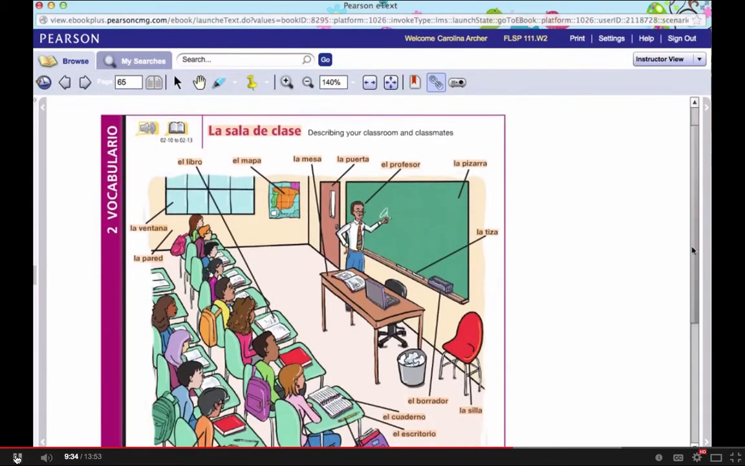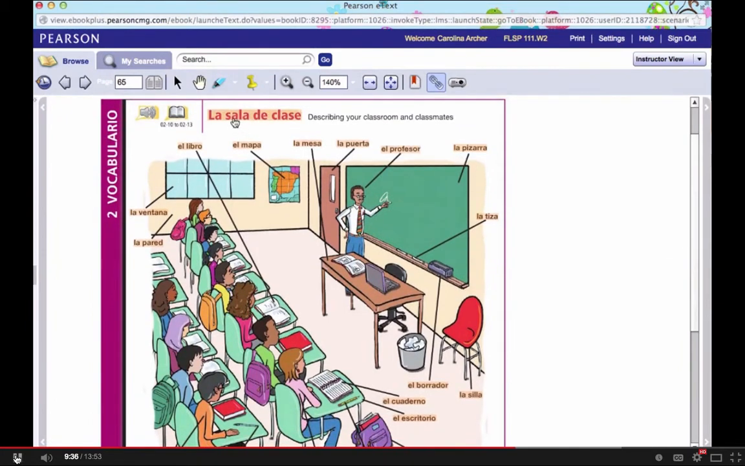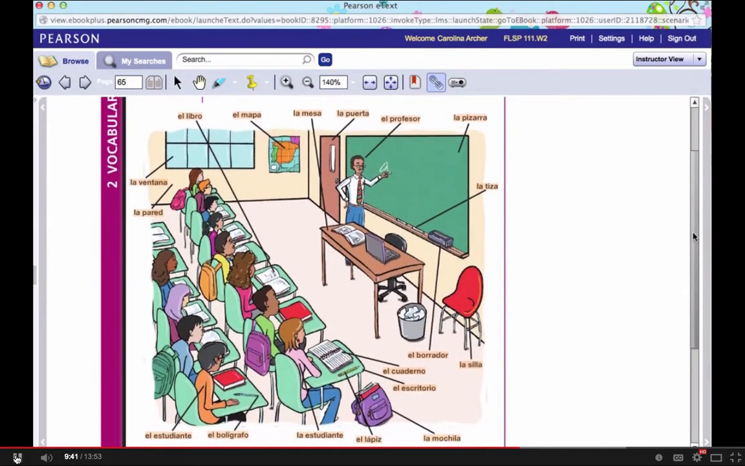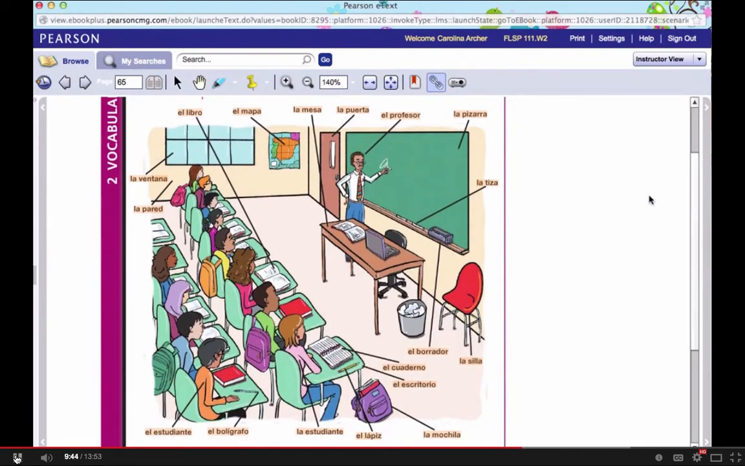Okay, so more vocabulary for today. La sala de clase, the classroom. This is vocabulary to describe your classroom and also the classmates. ¿Sí? Entonces tenemos el profesor, and if it's a woman, it would be la profesora, la pizarra, la tiza. Tiza is chalk, okay? I don't know how many schools still have chalk, but that's what it means. La tiza, la silla, el borrador. Borrar means to erase. So this is el borrador.